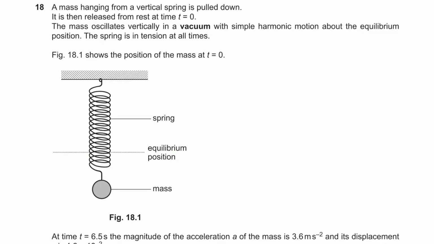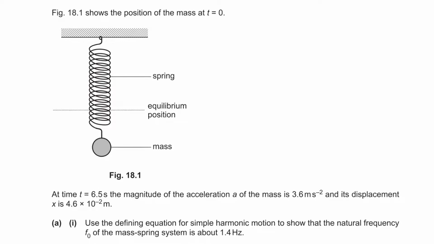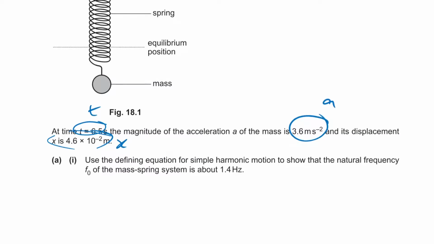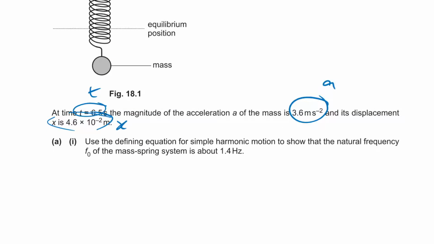18, bit of SHM it looks like. Okay, so we're in a vacuum, and so on. And we have it at t equals 0. Fine. So we have a time. And we have an acceleration. And we have a displacement. Okay. Yes, I know the letters are already there. Whatever. Use a defining equation for simple harmonic motion to show the natural frequency f of the spring system is about 1.4 hertz. So we have an acceleration and we have x.